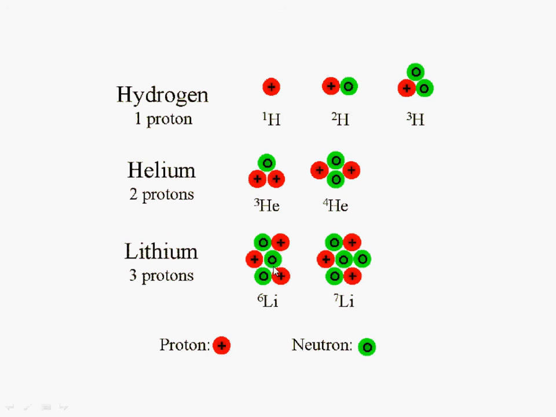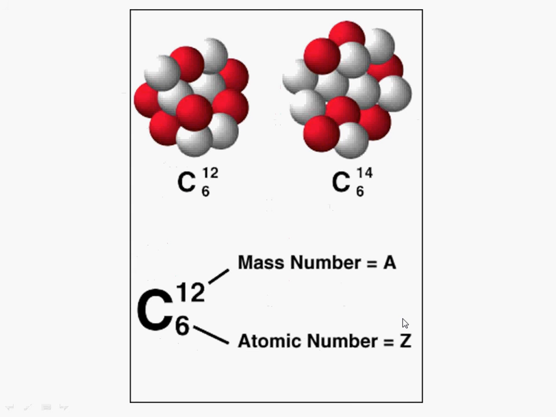Same thing here, lithium. We have 3 neutrons, 3 protons. Here we have 3 protons, 4 neutrons. Okay? Pretty straightforward. Again, looking at the periodic table, atomic mass minus atomic number. Here's a good example too. Carbon 12 versus carbon 14. Again, 12 minus 6. The regular carbon atom has 6 neutrons. This carbon atom, which is an isotope, would have 8 neutrons.